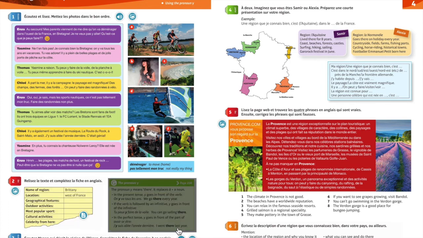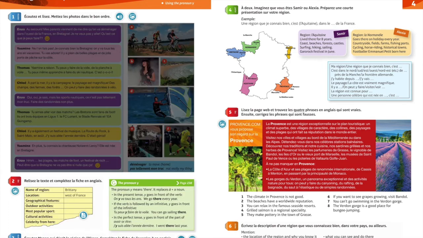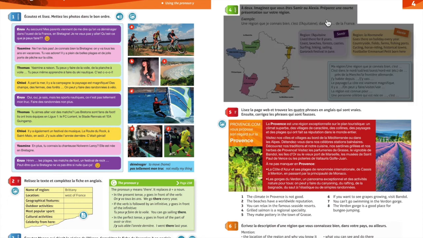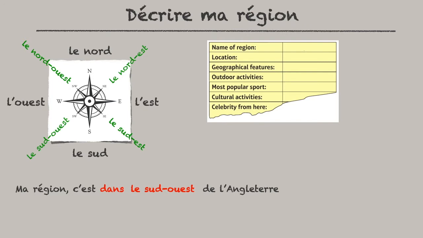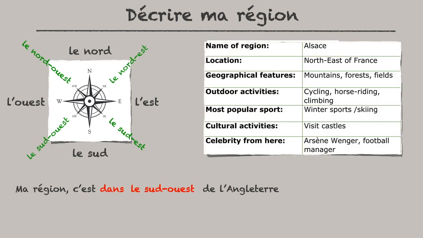Bon, ça y est. Let's have a look then at the answers. Mark your answers in your book, please, in red pen. How did we get on then? Let's bring up the answers. So, name of region Alsace. Location was le nord-est, the northeast. And geographical features, mountains, forests, fields. There was cycling, horse riding and climbing. L'escalade was climbing. Most popular sport, les sports d'hiver.